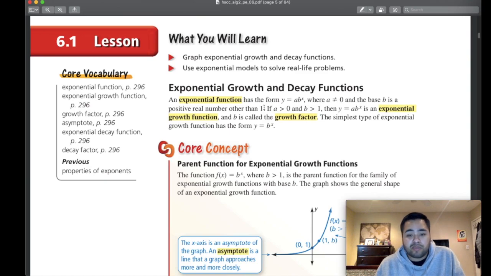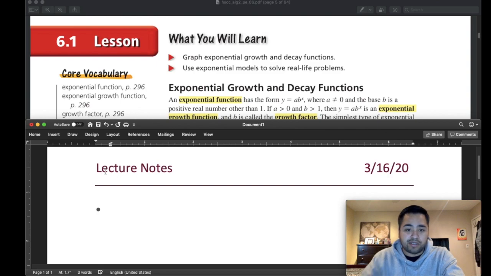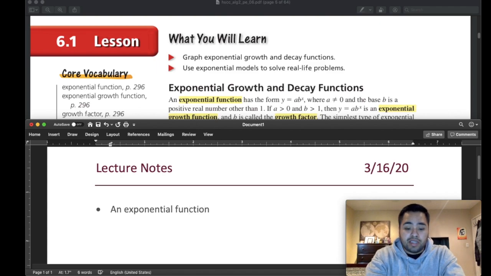Okay, so go ahead and start writing down the definition in your notes, right? You're going to write down an exponential function is of the form.